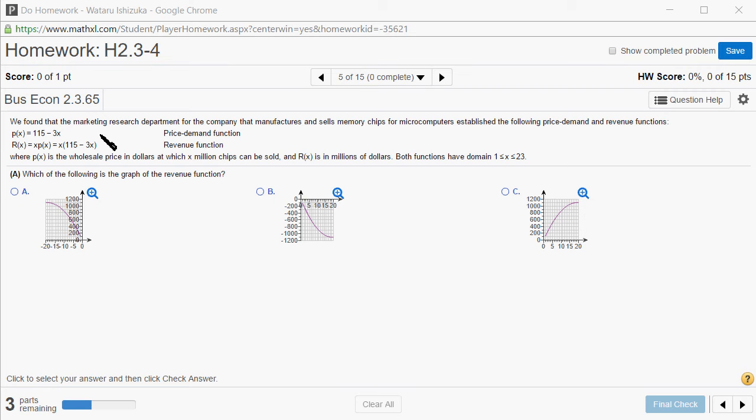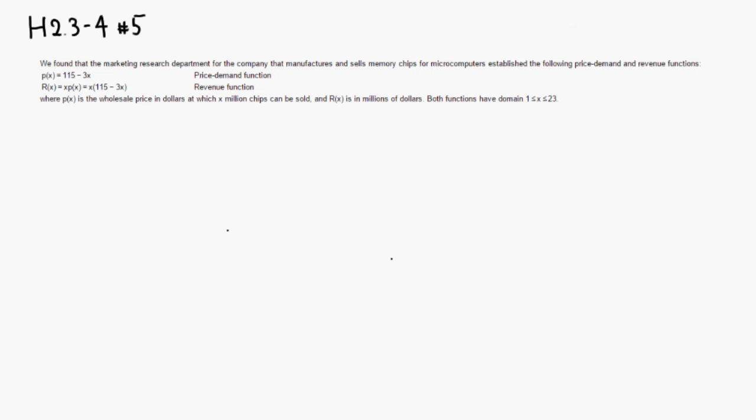Since this is going to be a parabola, maybe we should write that down. So the revenue function, R of x, I'm going to just rewrite it a little bit. I'm going to distribute this x to the first term, negative 3x. So you have a negative 3x squared, and then you have a plus 115x.